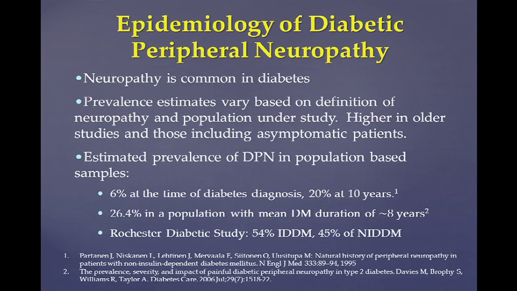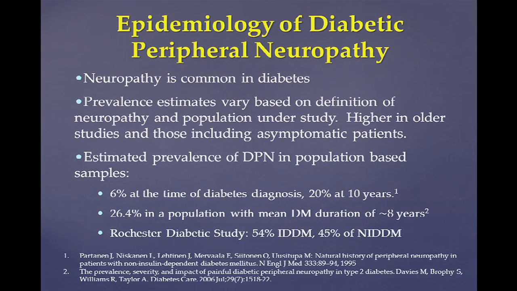So neuropathy is very common in diabetes, and the prevalence estimates of neuropathy depend a lot on the study. It depends on the population under study, so when they're population-based studies coming from the community, the rates tend to be lower. When they're taken from tertiary care centers, then the prevalence estimates are higher. Also, it depends on what you include. Some studies have included patients who were asymptomatic with the symptomatic patients, and then those estimates are higher. And then also it seems that the studies that are older have slightly higher prevalence estimates.